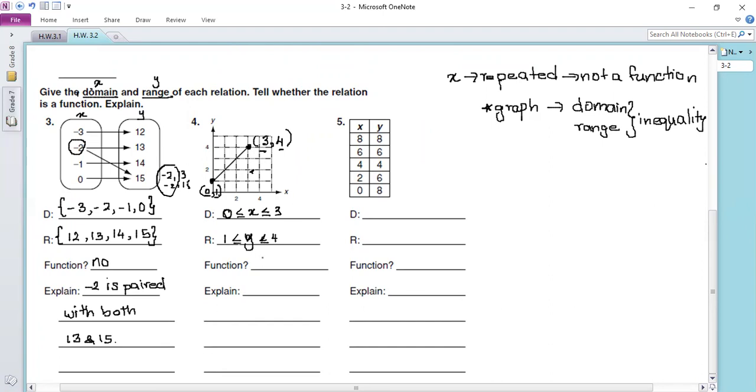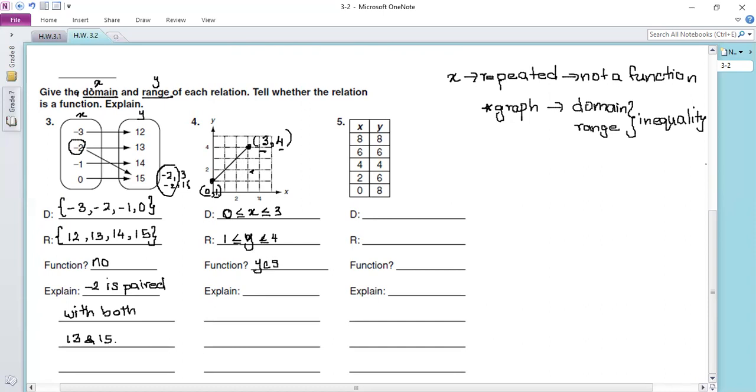How do we know now this is a function or not? Look at the values of x. Is x repeated anywhere? Here it is (0, 1). Here it is (1, 2). Here it's (2, 3). Here it's (3, 4). So the value of x is not repeated. So yes, it is a function.